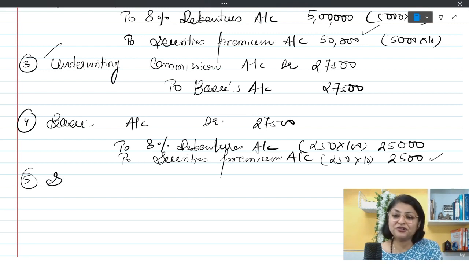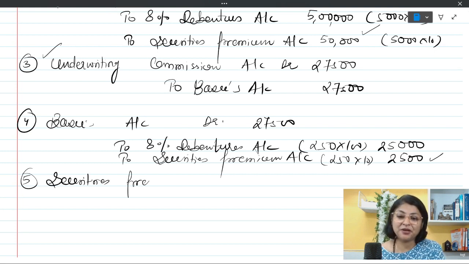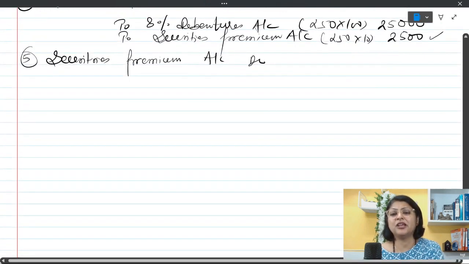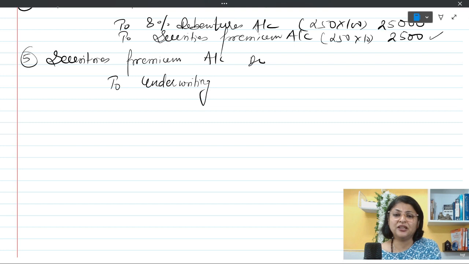So here we are going to write securities premium instead of writing statement of P&L. Securities premium account will be debited, and on the credit side we are going to close down underwriting commission. This is called writing off underwriting commission. We are closing off this account, and 27,500 is being written off from security premium.